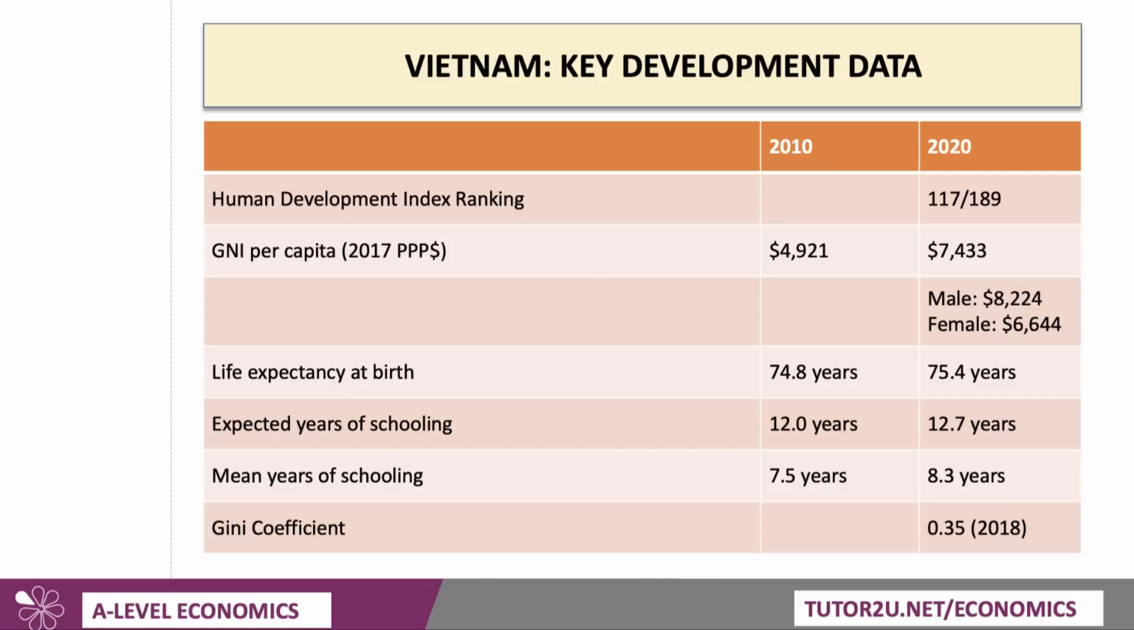Increase in life expectancy since 2010. There's been an increase of over half a year there. Expected years of schooling high, and mean years of schooling has gone up quite a bit as well, although there is still a gap. The Gini coefficient, 0.35.